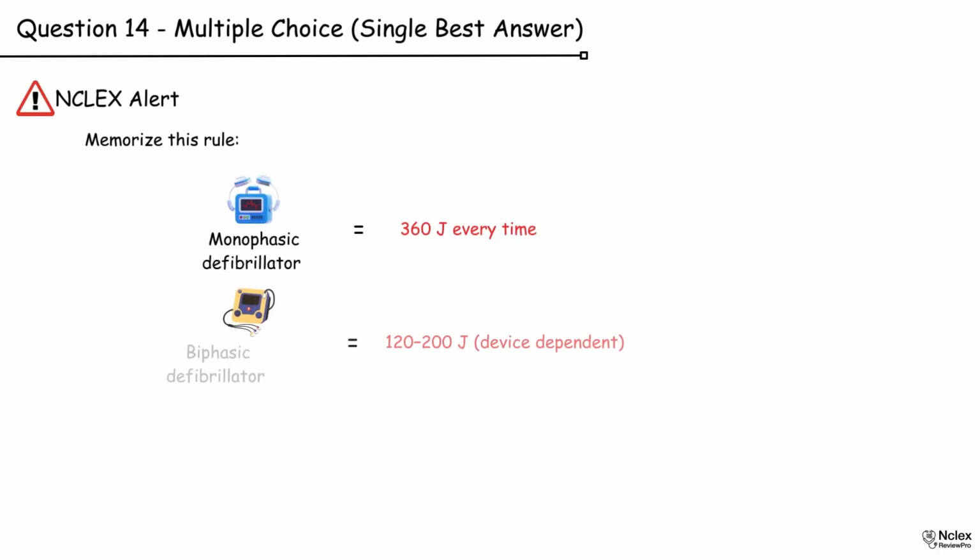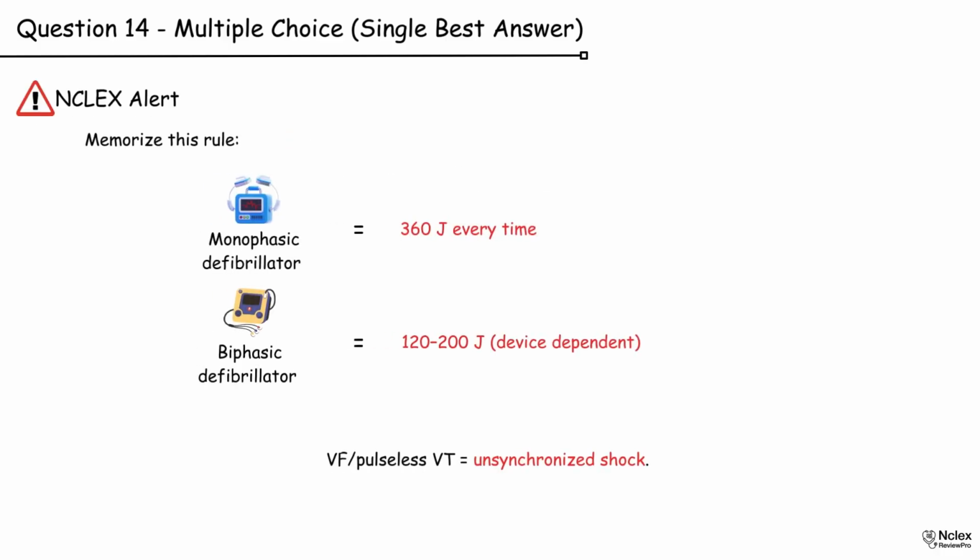Here's your NCLEX alert. Memorize this rule. Monophasic defibrillator equals 360 joules every time. Biphasic defibrillator equals 120 to 200 joules, depending on the device. And remember, ventricular fibrillation and pulseless ventricular tachycardia require unsynchronized shocks.